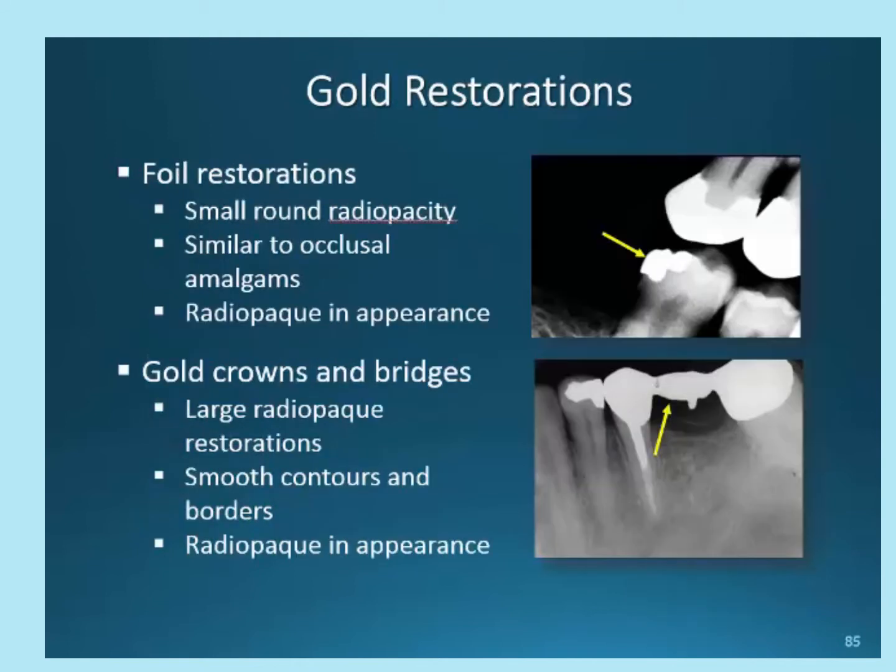Gold restorations come in two kinds. They are either foil restorations, little round radiopacities, typically on occlusal surfaces. This radiopaque image is very smooth and resembles an amalgam. Crowns are also made of gold. They have a much different appearance than the crowns made of porcelain. They are large radiopaque restorations. They have very smooth contours.